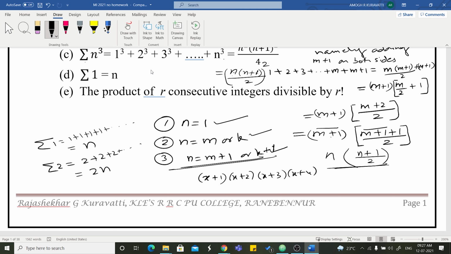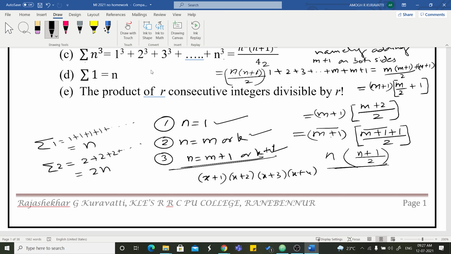ನೋಡ್ರಿ ಏನಾಗಿದೆ, 1 2 3 4, these are consecutive numbers. So how many numbers, how many factors? 1 2 3 4. The product of how many factors? 4 factors. 4 consecutive integers divisible by 4 factorial. ಎಷ್ಟು ಫ್ಯಾಕ್ಟರ್ಸ್ ಇರ್ತಲ್ಲ ಅಷ್ಟು ಫ್ಯಾಕ್ಟೋರಿಯಲ್ ಆಗುತ್ತೆ. ಇನ್ ಜನರಲ್ r ಫ್ಯಾಕ್ಟರ್ಸ್ ಇತ್ತು ಅಂದ್ರೆ then the product of r consecutive integers is divisible by r factorial.